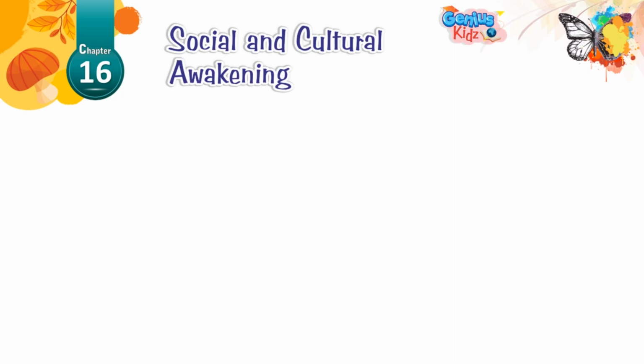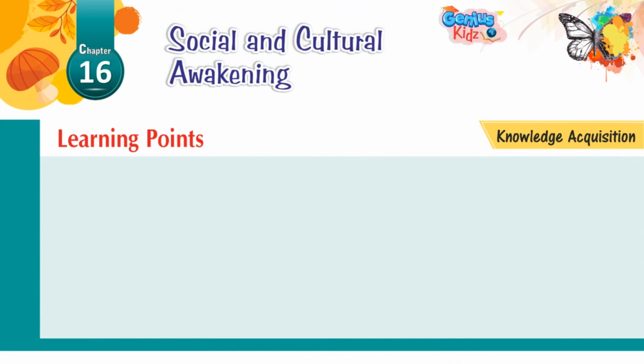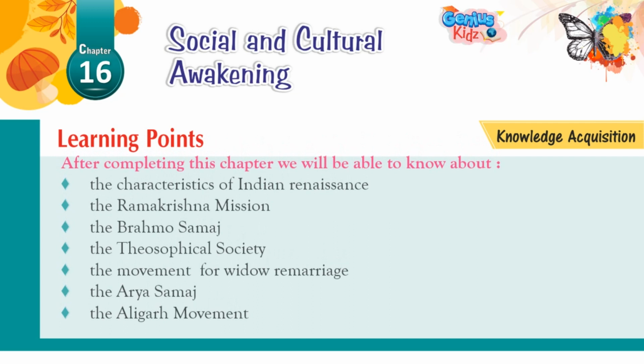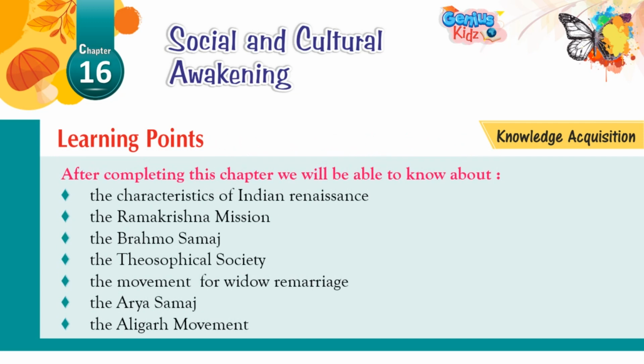Chapter 16. Social and Cultural Awakening. Learning Points. Knowledge Acquisition. After completing this chapter, we will be able to know about the characteristics of Indian Renaissance, the Ramakrishna Mission, the Brahmo Samaj, the Theosophical Society, the movement for widow remarriage, the Arya Samaj, the Aligarh movement.